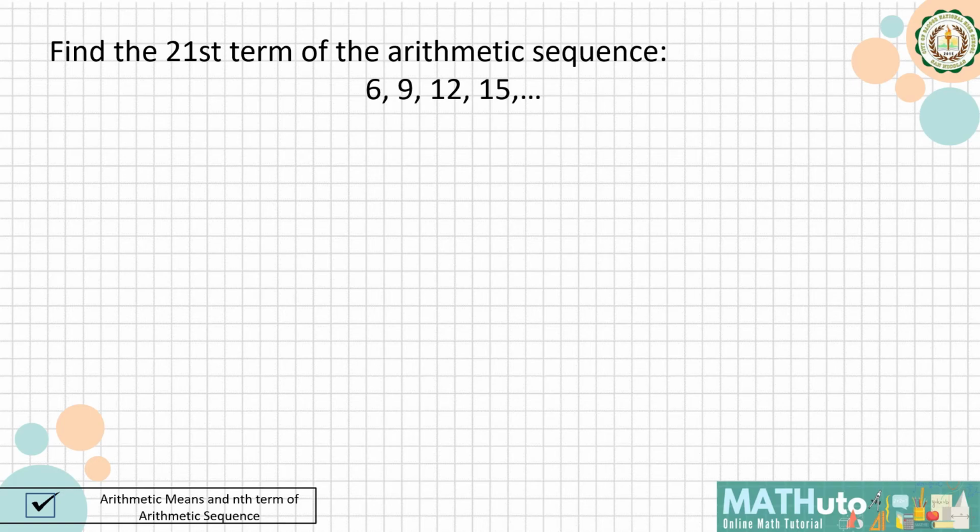Find the 21st term of the arithmetic sequence 6, 9, 12, 15. First, we have to identify the given. We have our a sub 1, or the first term, is 6. Our common difference is obtained by subtracting the first term from the second term. 9 minus 6 will give us 3. And since we are looking for the 21st term, n is equal to 21.